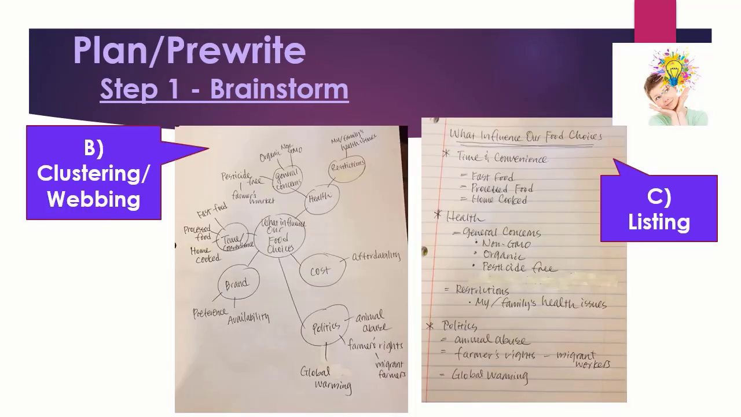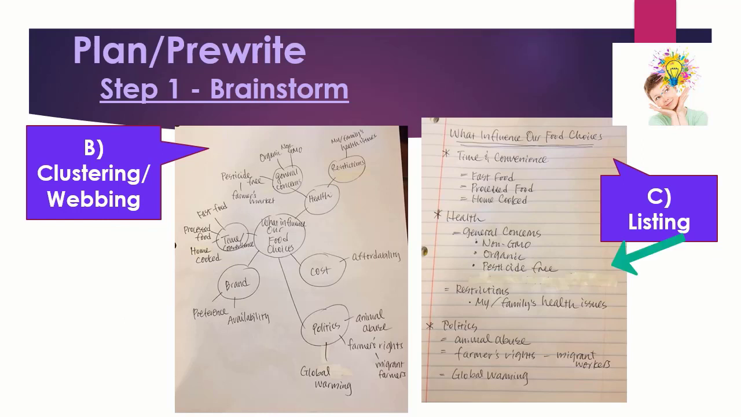There are 2 other ways to brainstorm ideas. One is called clustering or webbing, and the other is called listing. For clustering, we start with the topic in discussion and put it in the center circle, and then map our thoughts out. As we branch out ideas, any related thoughts can be added to each branch. This strategy is also called webbing, as it looks like a spider web of ideas.